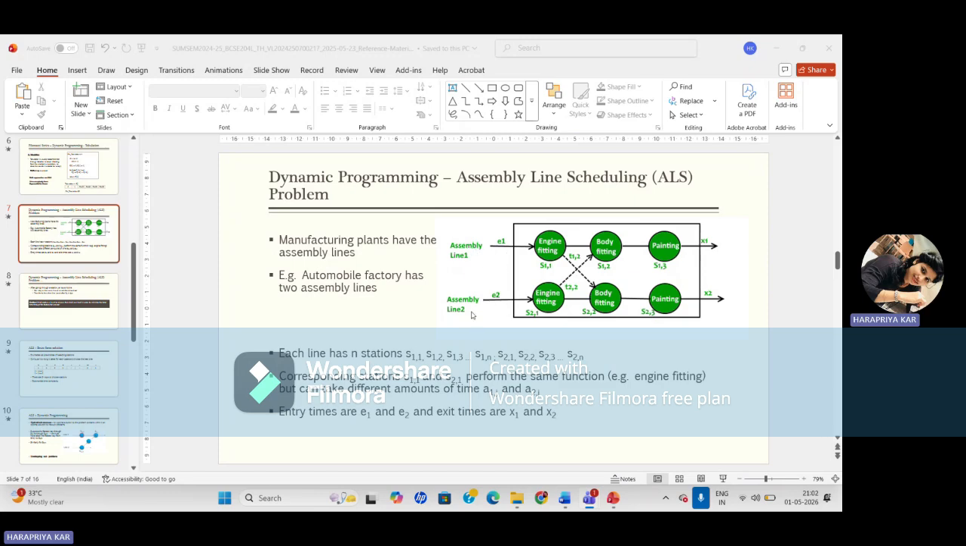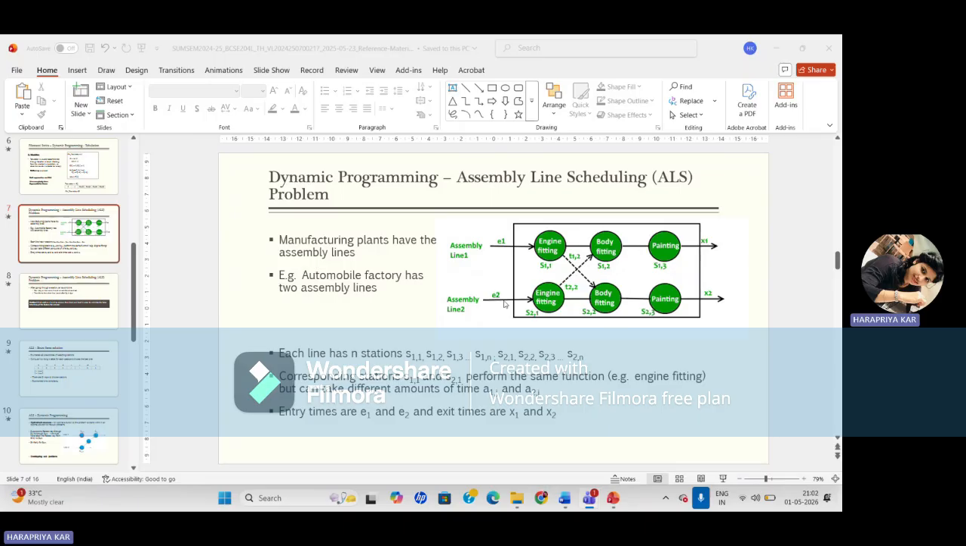So this is the entry time, and this is the exit time, x1 and x2, and these are all the stations. Here we will see how this problem can be solved. I hope you are clear with this basic understanding of the problem.